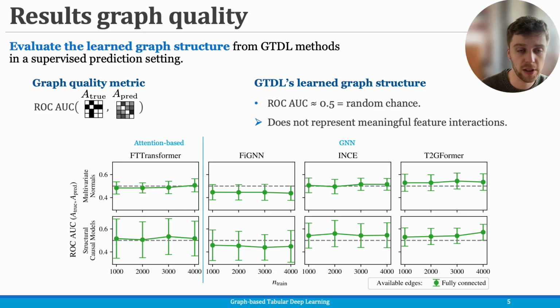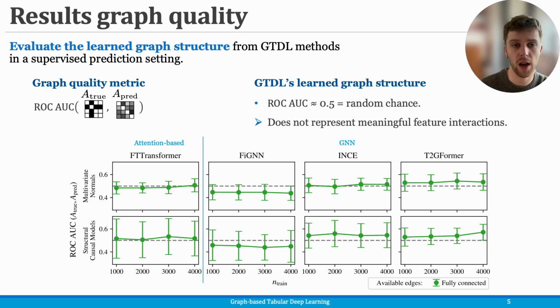You can see that in basically all of the cases, the ROC AUC is around 0.5, which is the same as random chance. This indicates that the learned graph structure of these GDTL methods does not represent any meaningful feature interactions.